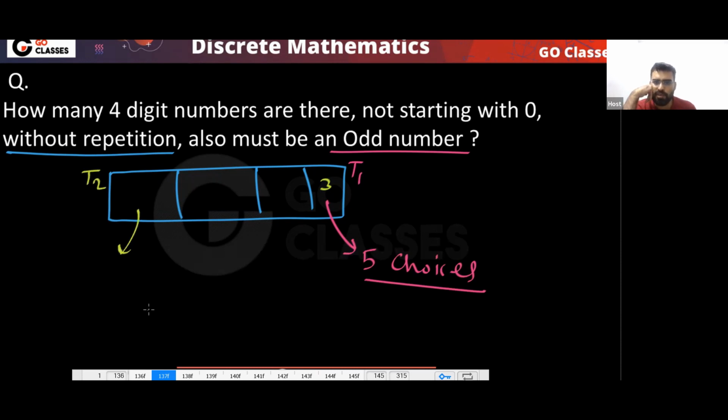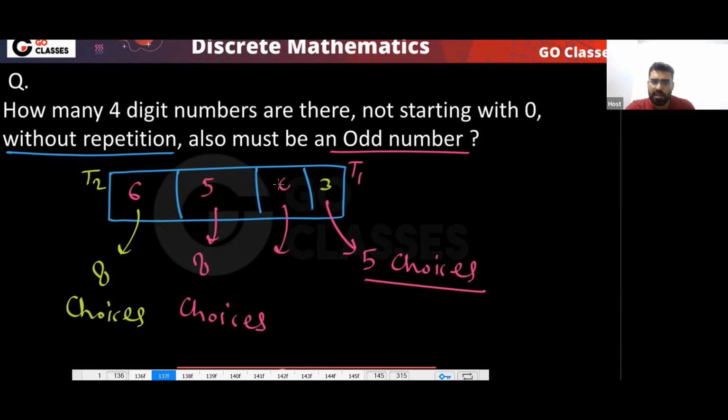Now what should I give him? 3 I cannot give, 0 I cannot give. There are a total of 8 choices. I cannot give 3 or 0, but I can give anything else. For example, I can give 6. Now I have these 2 things I cannot use, so again I have 8 choices. Now I can give, for example, 5. And here I can use 0. So this is the correct answer.